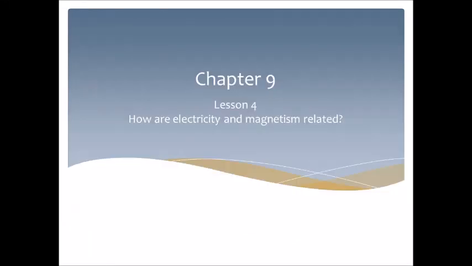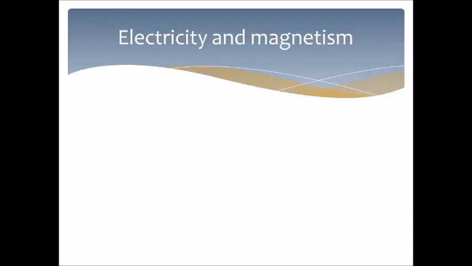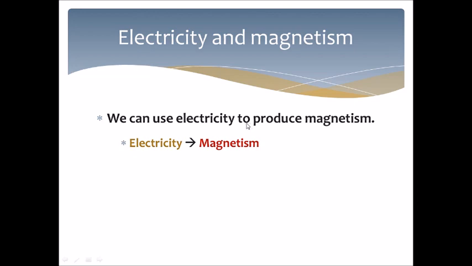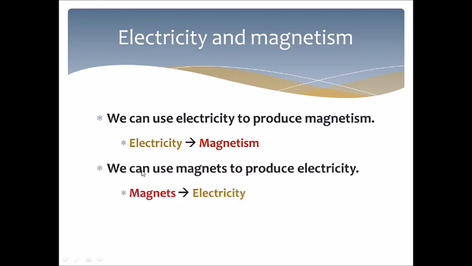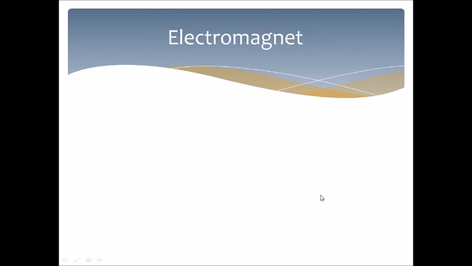How are electricity and magnetism related? They are related because we can use electricity to produce magnetism, and also, we can use magnets to produce electricity. Now let's see the first one, using electricity to produce magnetism.